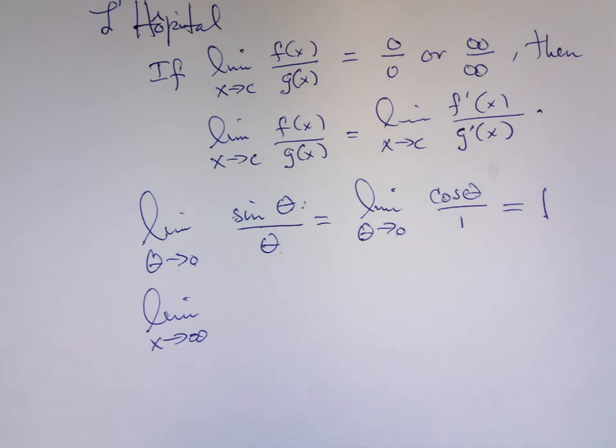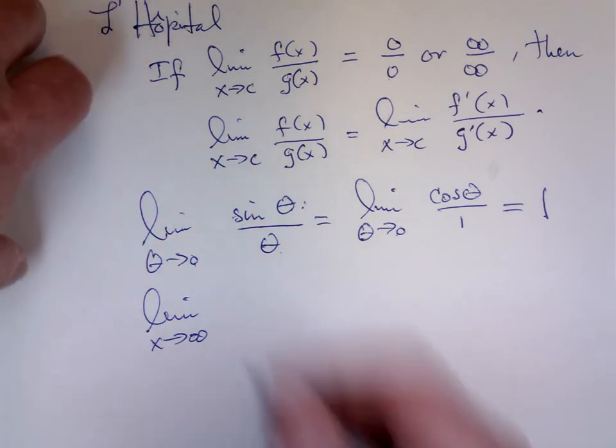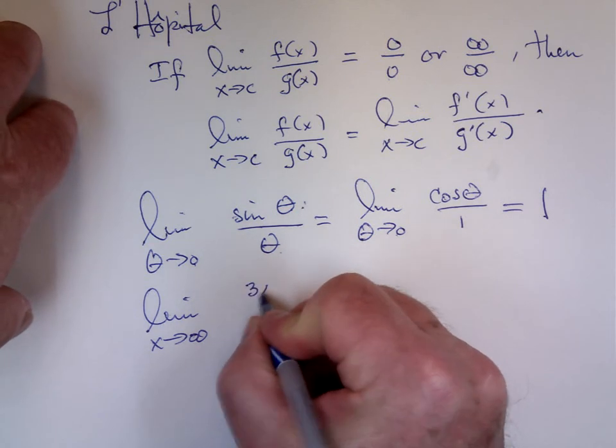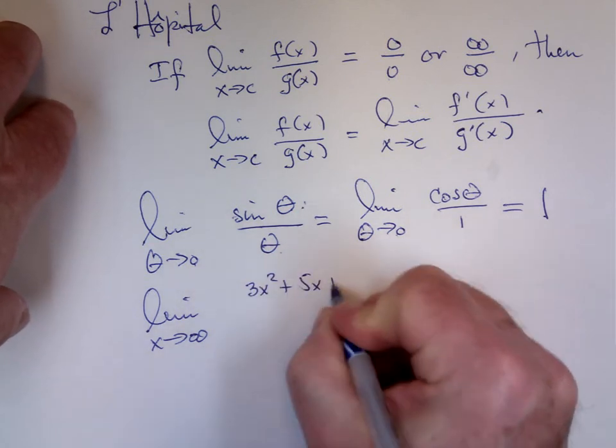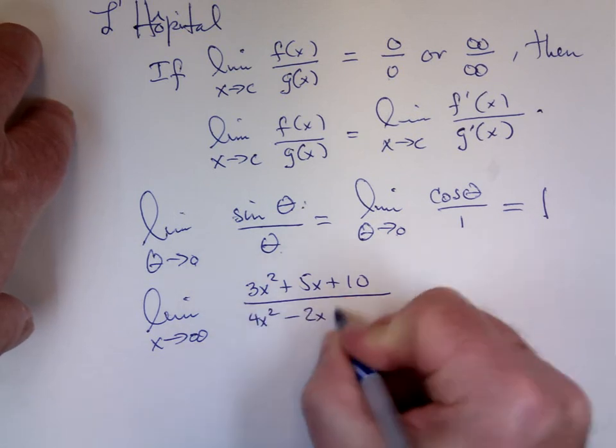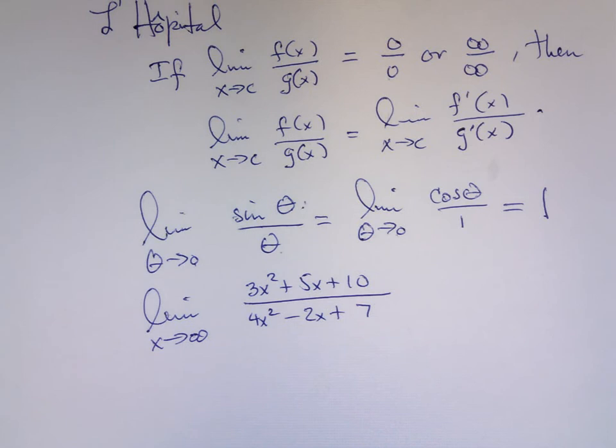All right, so let's do this problem. The limit as x approaches infinity of 3x squared plus 5x plus 10 over 4x squared minus 2x plus 7. Where's the numerator going as x goes to infinity? Infinity. Where's the denominator going as x goes to infinity? Infinity. We have infinity over infinity in indeterminate form. We can use L'Hopital's.